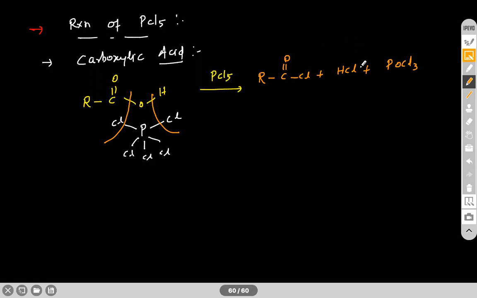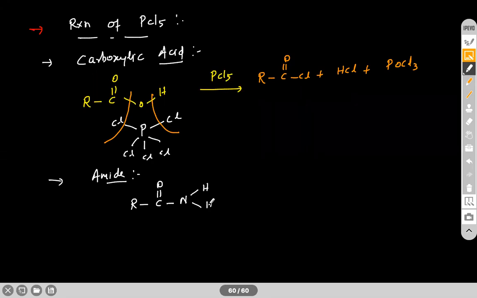Any doubt? Tell me, any doubt guys? Amide. Could you write down the product in this? RC double bond O NH2 with PCl5. This is a different reaction. Only here we have the exception. I'll write down the product here, just wait. First you write down the answer in this reaction.